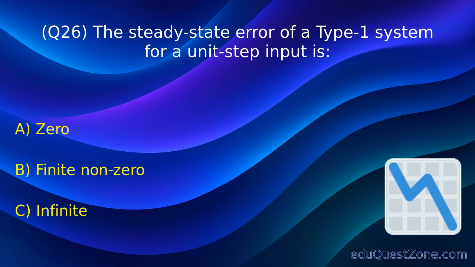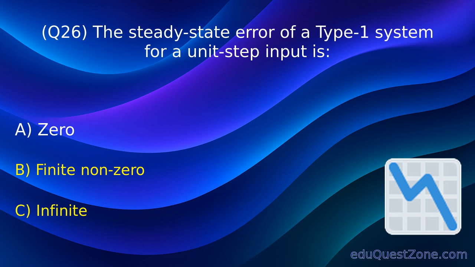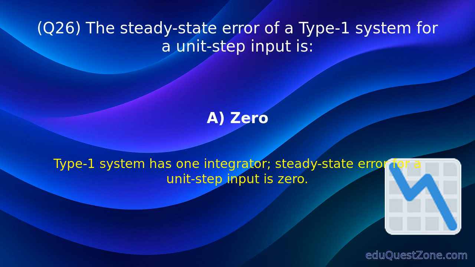Question 26. The steady state error of a type 1 system for a unit step input is Option A. 0. For a type 1 system, steady state error for a step input is 0.